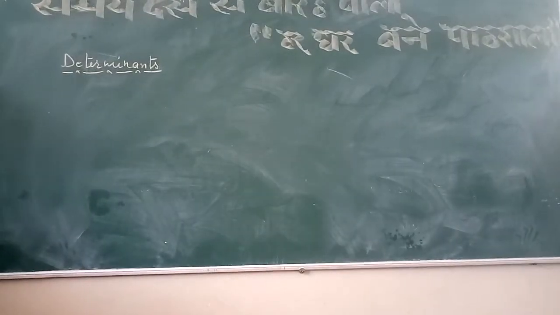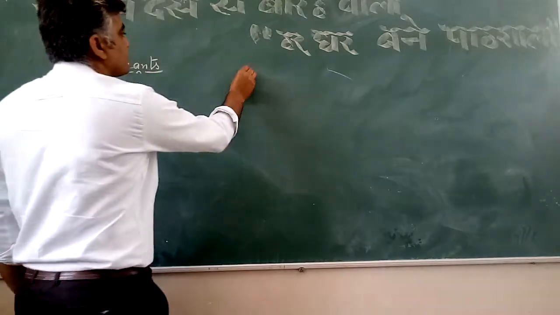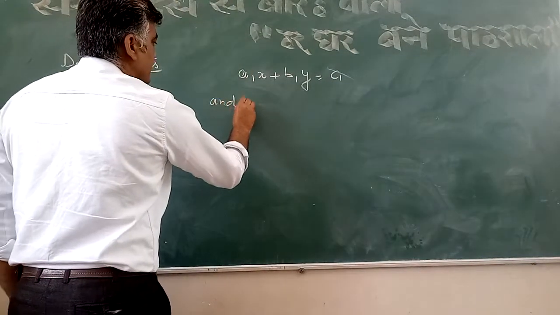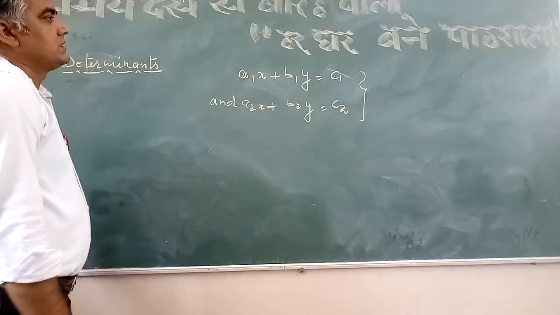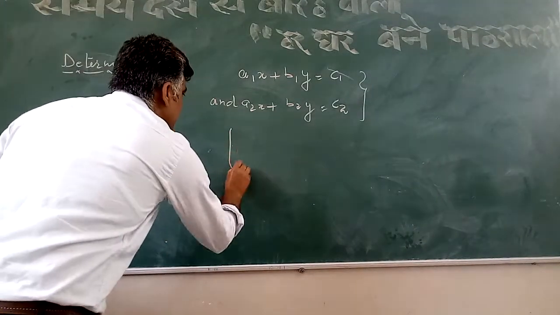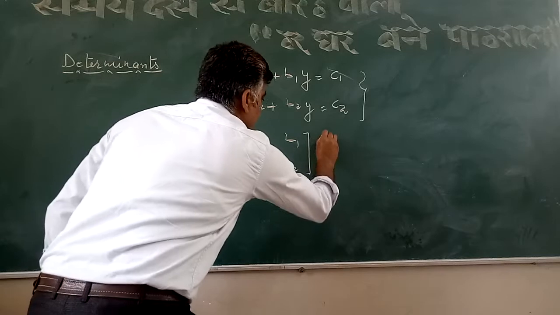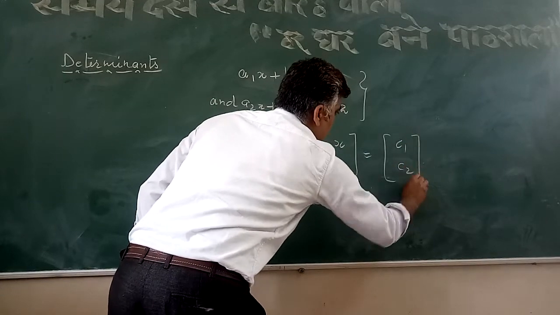In the previous chapter, matrices, you have studied matrices and the algebra of matrices. We have also learned that a system of linear equations like a1x plus b1y equal to c1 and a2x plus b2y equal to c2 can be written in the form of matrices as [a1 b1; a2 b2] into [x y] equal to [c1 c2].